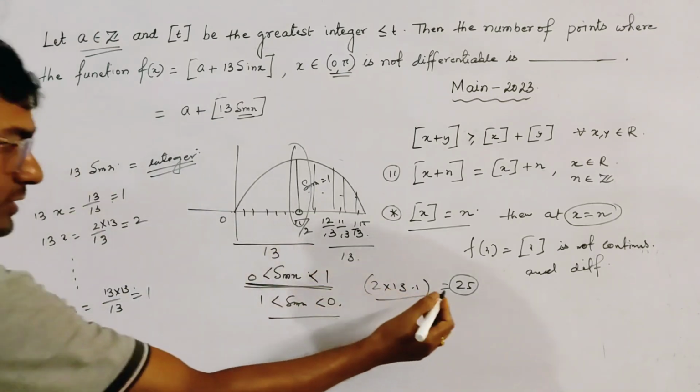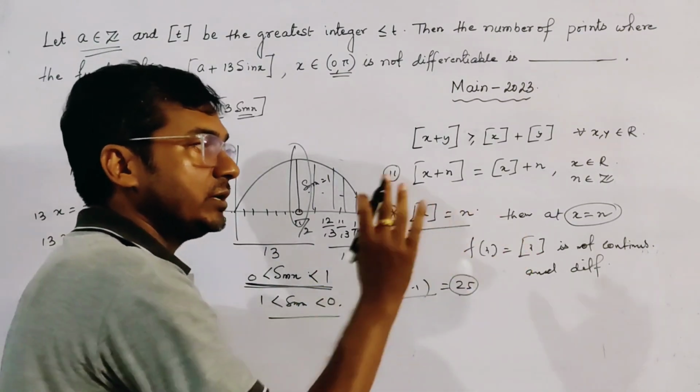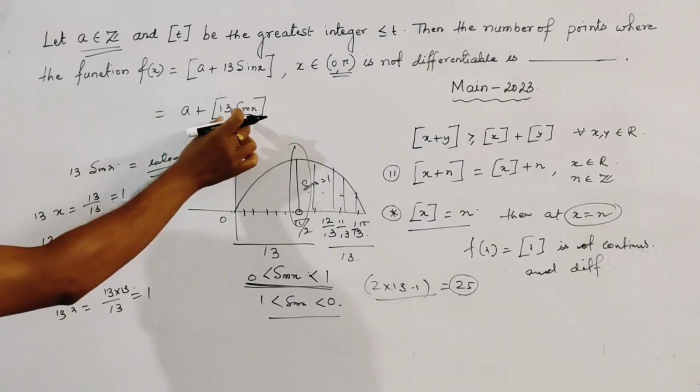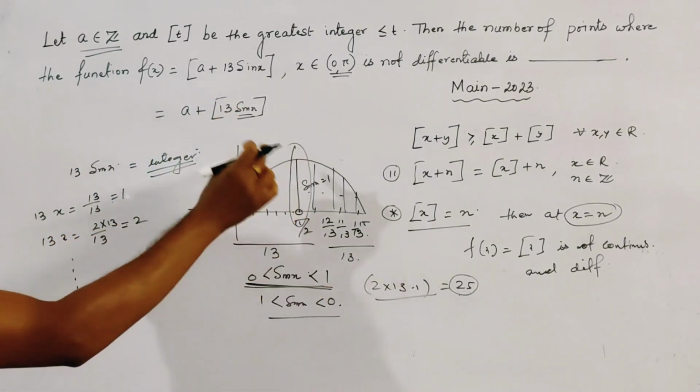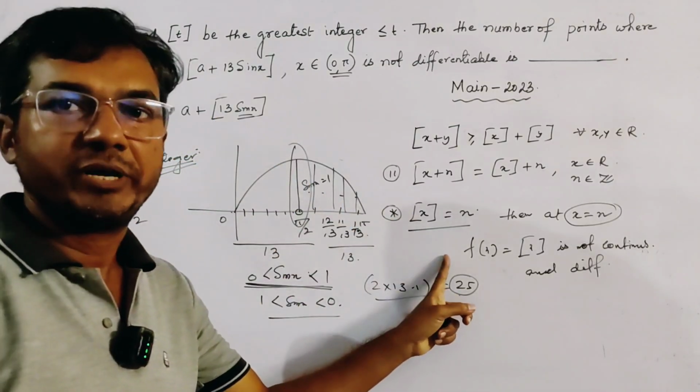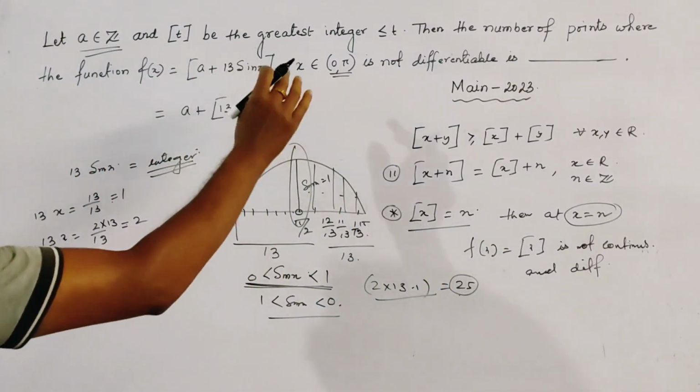And at all such 25 points the function is not differentiable, because at such points 13 sin x is an integer, so it is not differentiable by this property. Okay, so our answer is 25.